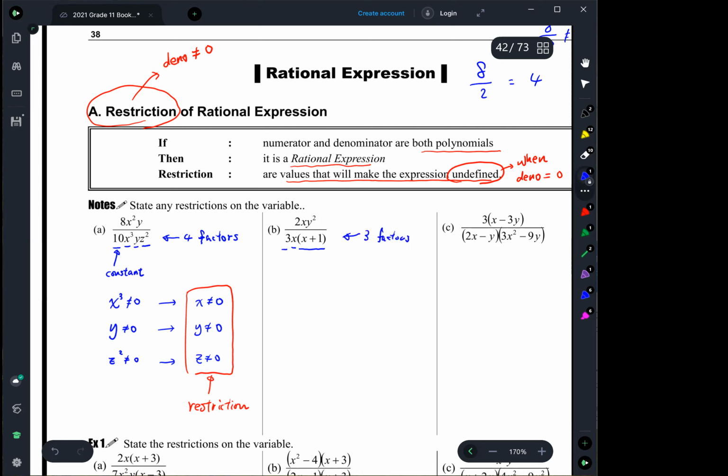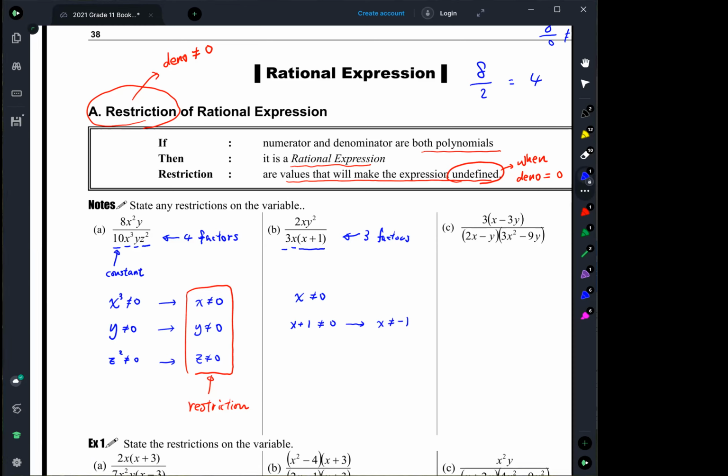But we will ignore the 3 because 3 is a constant, just like the 10, right? So that one will never become 0. We'll just look at the other 2 factors. So x cannot be 0, so that's already one of the restrictions. The other factor is the x plus 1. This one I cannot have it be 0. And then isolate the x. X cannot be -1.